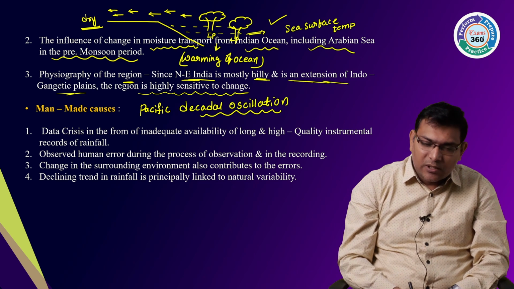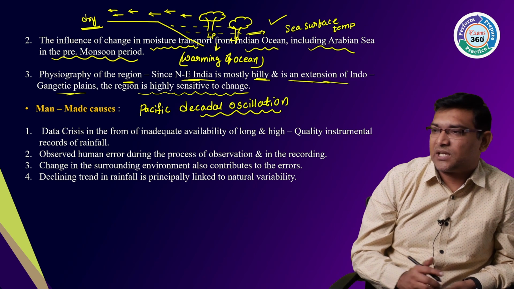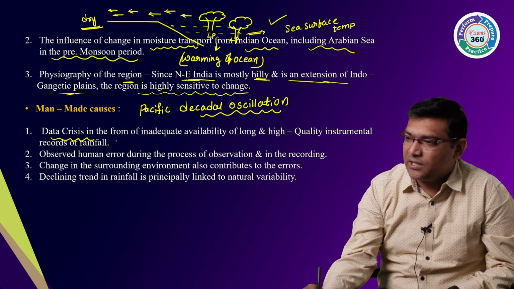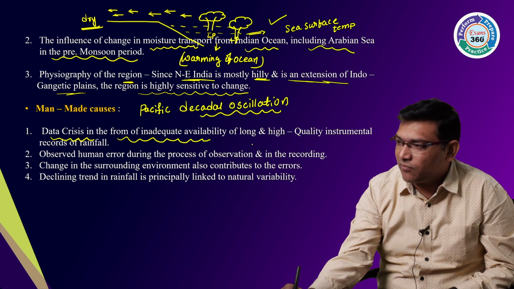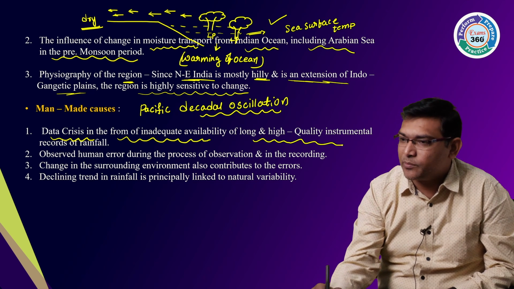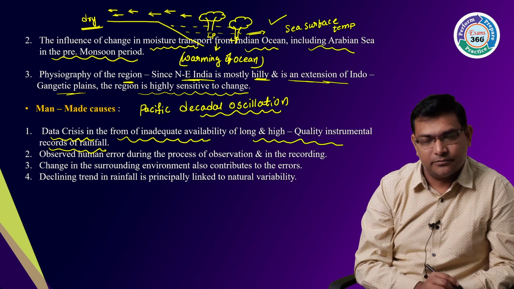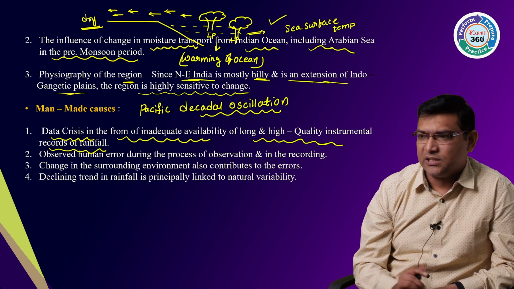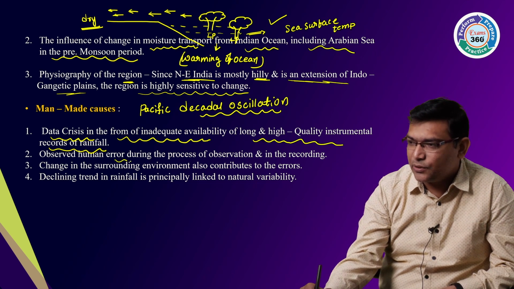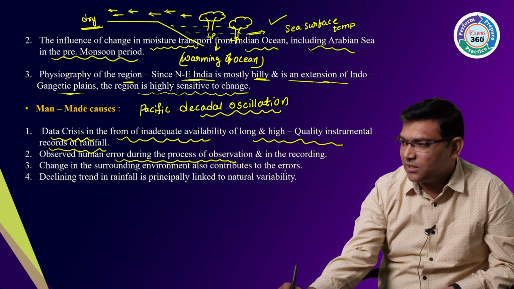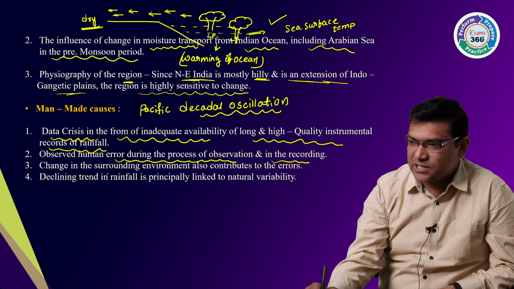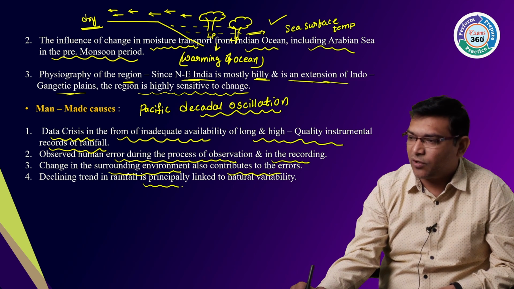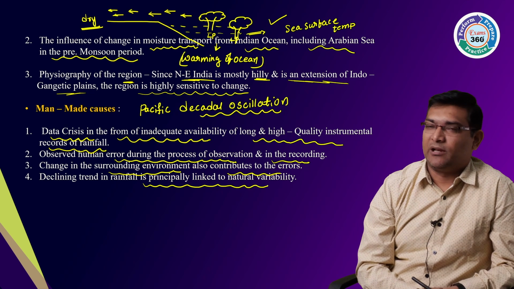And also, what are the man-made factors which are there? See, man-made factors are data crisis in the form of inadequate availability of long and high quality instruments to record the rainfall. These are one of the man-made factors. Observed human errors during the process of observation in the recording. Changes in the surrounding environment also contribute to the error. Decline in rainfall principally linked to the natural availability.